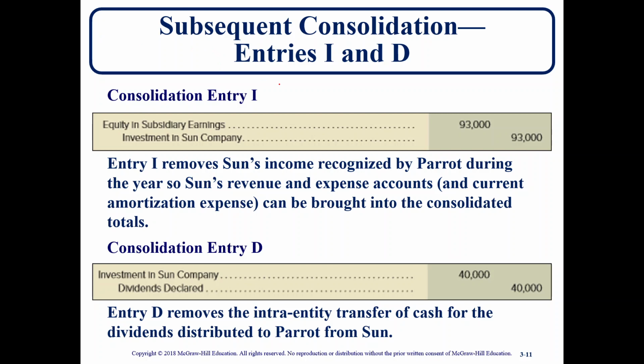Okay, and then we have our new entry I. Sorry, this shouldn't be subsequent. Sorry about that. Entry I is to eliminate the subsidiary's income. So income was a credit, therefore we're going to debit. If it was a loss, then it will be reversed. The purpose is to zero out the equity in subsidiary earnings that the parent had booked in their financial records. And then we're also going to eliminate the dividends. So we credit the dividends and we debit investment in Sun Company.